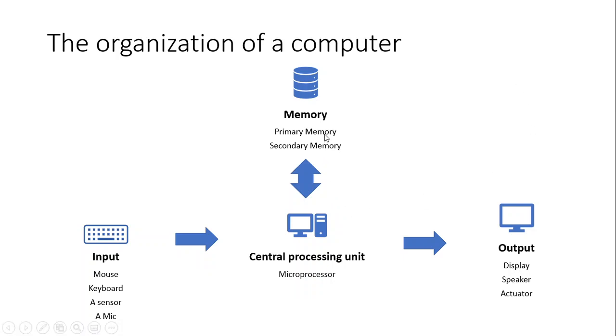Primary memory is called primary memory because it is directly accessible by the CPU, and this is important. Direct access by the CPU is important. It has important implications.